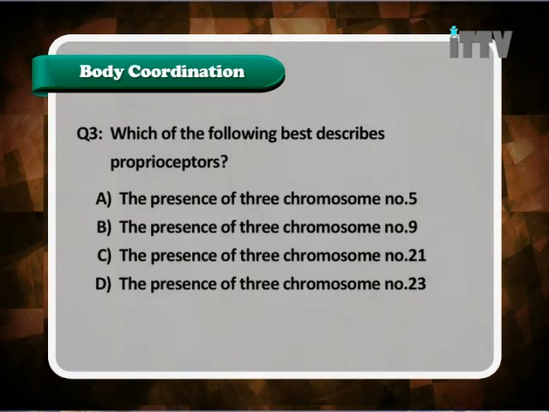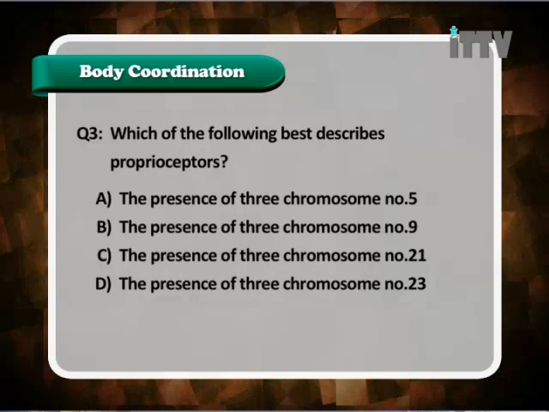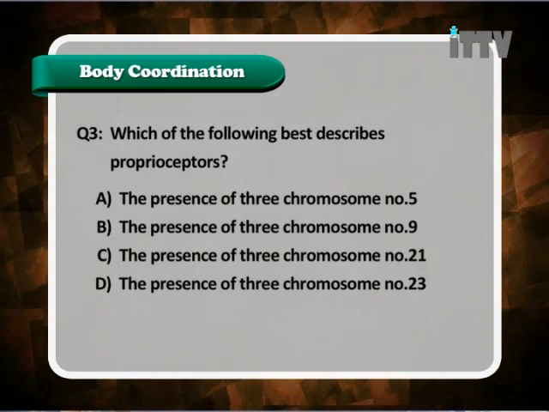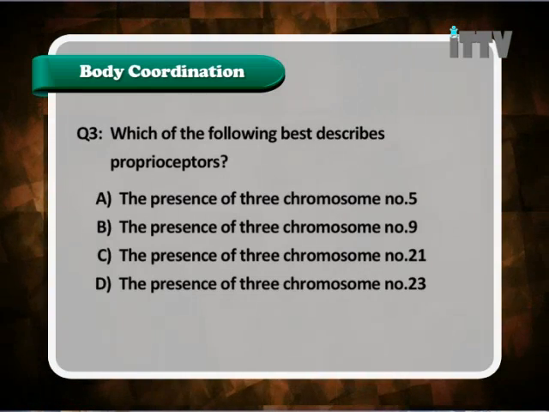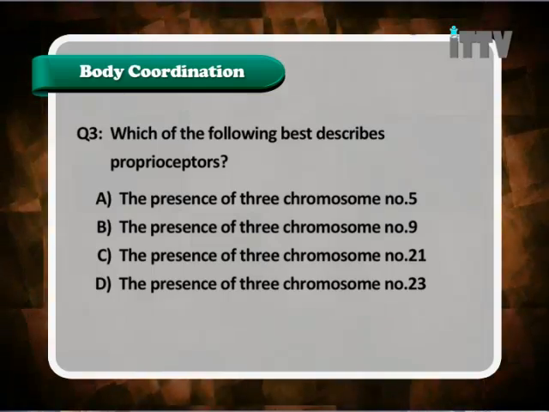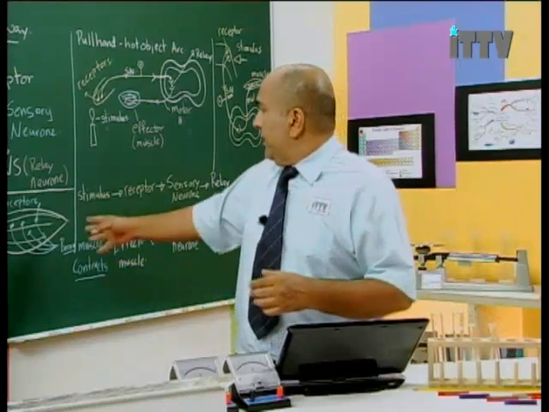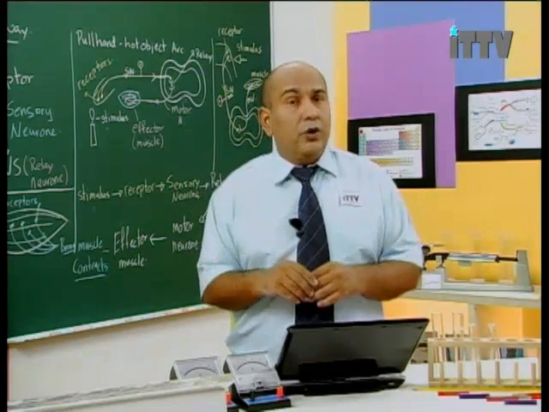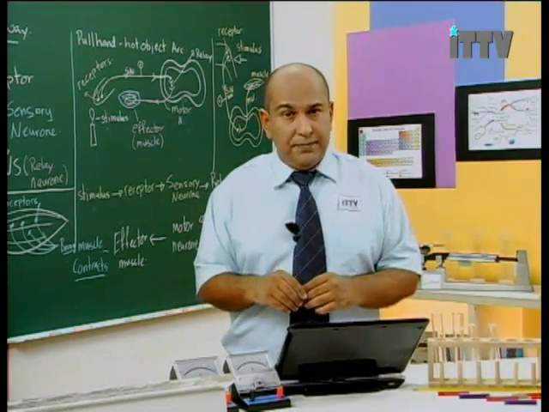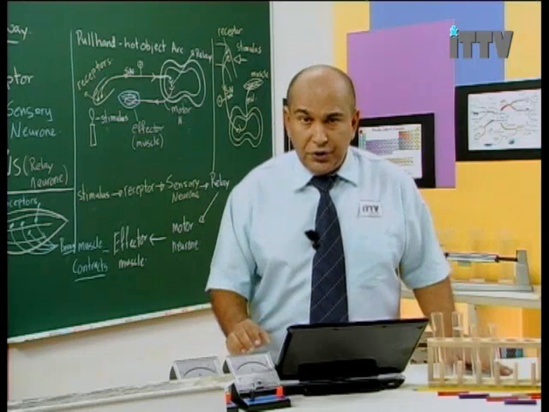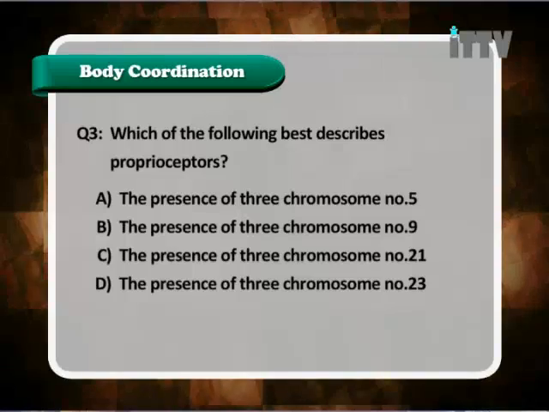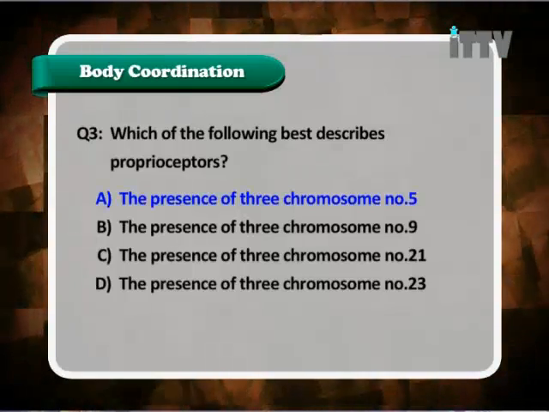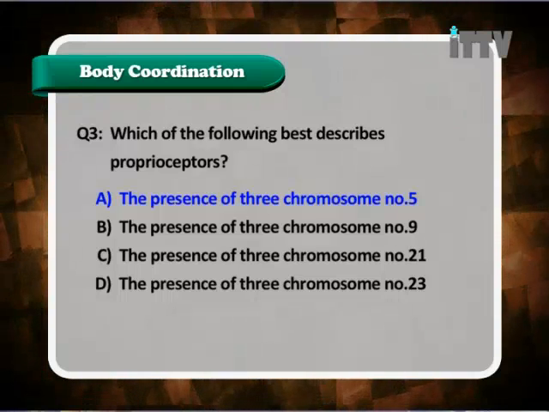Question. Which of the following best describes proprioceptors? Stretch receptor, sensory organ, tendons, ligaments. So remember our proprioceptors earlier? They also were called another type of receptor. Chosen your answer? Let's have a look. A. Stretch receptors.